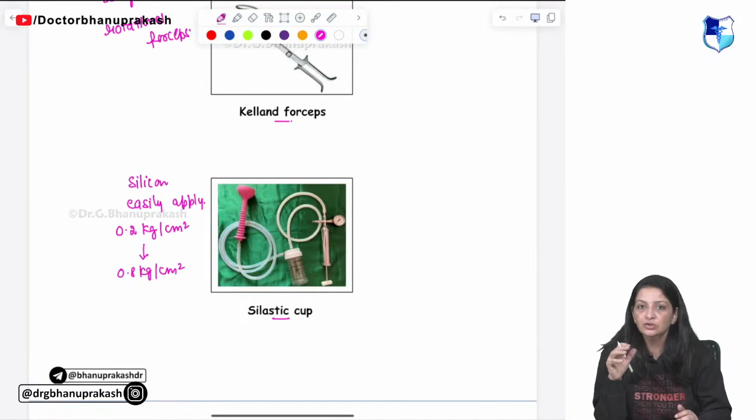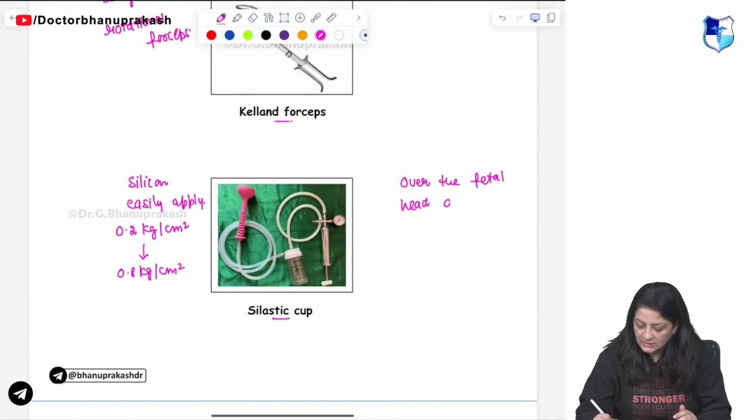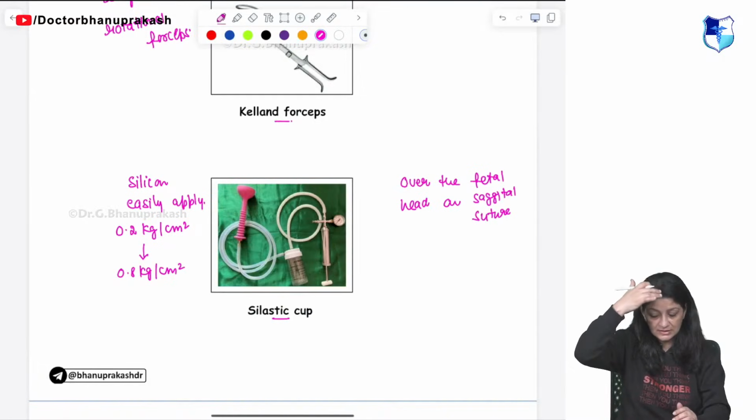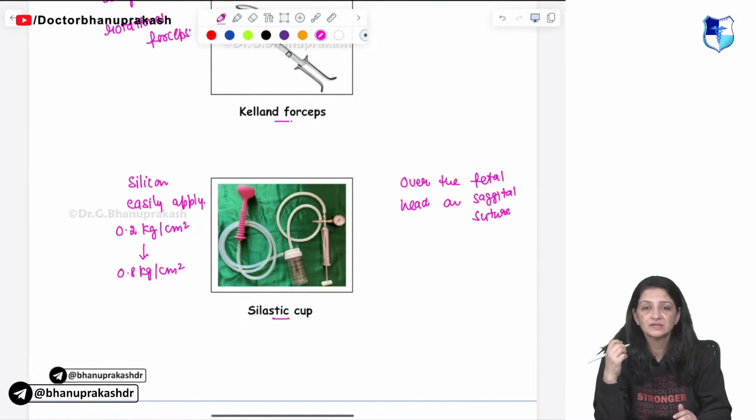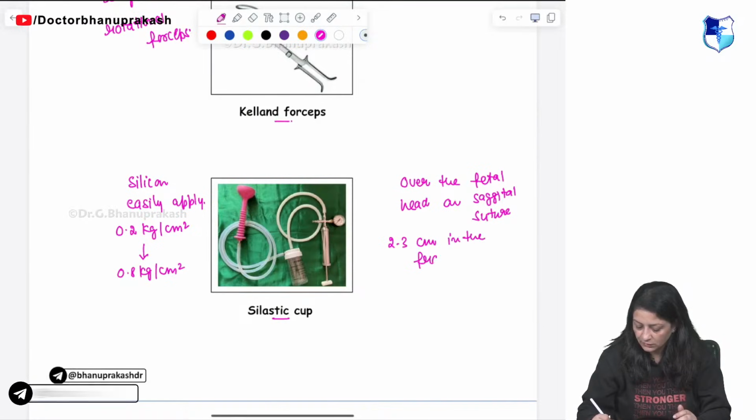So what is the position to apply the elastic cup? Over the fetal head, on the sagittal suture. This is the sagittal suture, the center of the skull, 2 to 3 centimeter in front of the posterior fontanelle.